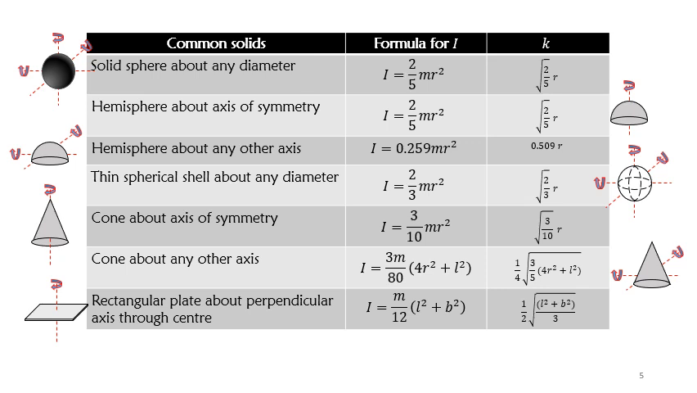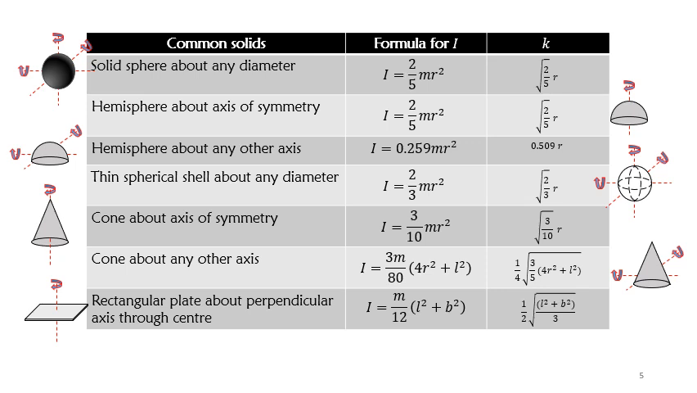That's the cone about the axis of symmetry. The axis of symmetry is like dividing the cone into 2 equal halves. But for another axis of rotation besides the axis of symmetry, we have I equal to 3m over 80, multiplied by open bracket 4r squared plus l squared close bracket. In this case, the length of the cone will be factored in.